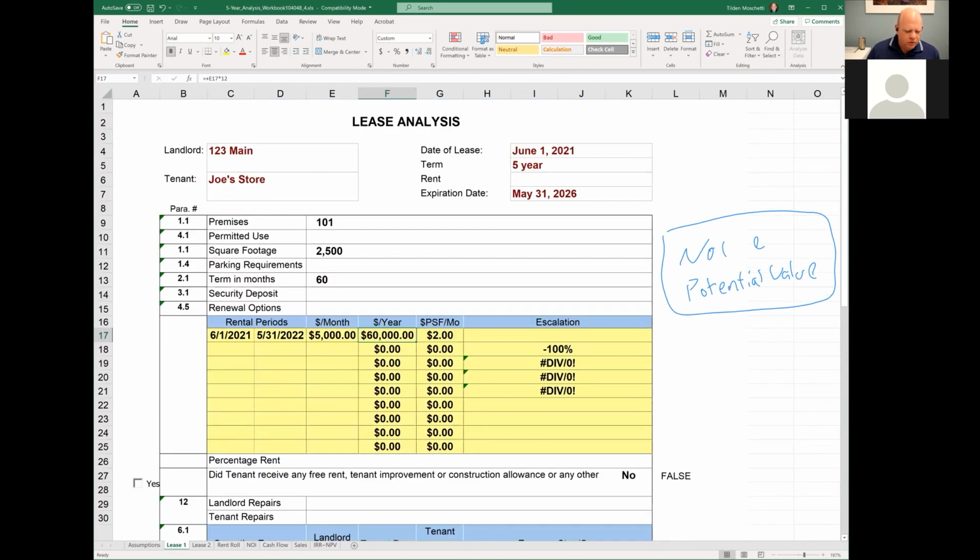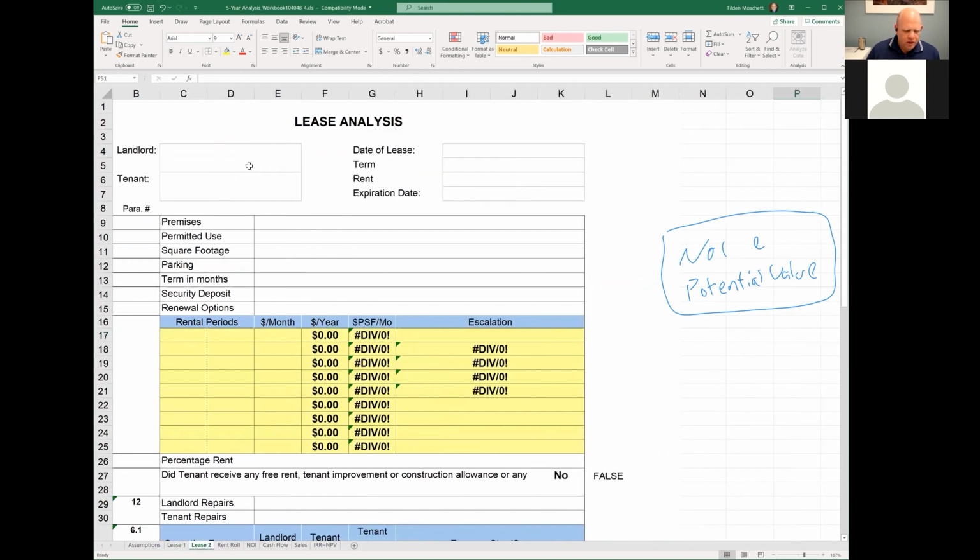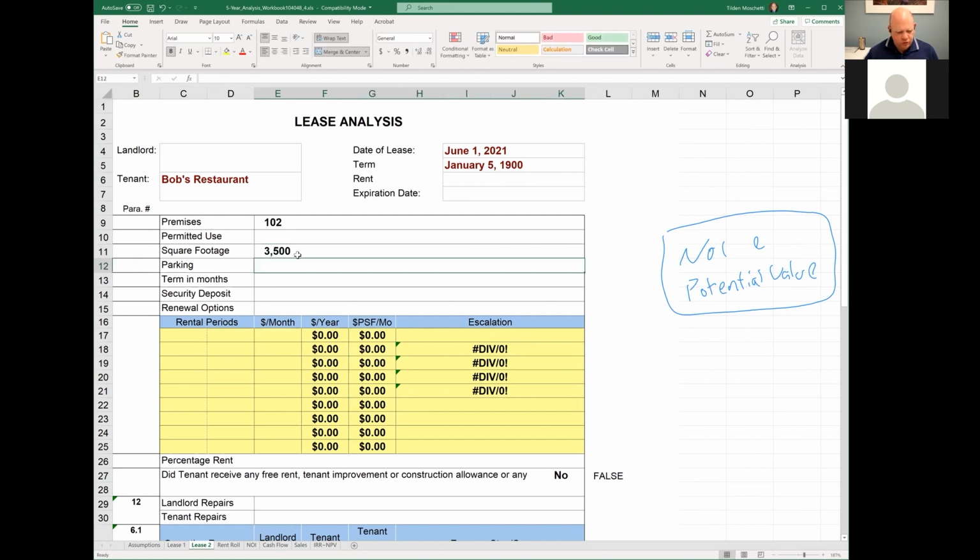We've got Joe's store. So let's do one more quick one. We've already filled that in. So let's say this is Bob's restaurant. And just for fun, let's say they started at the same time and they're both on 5-year leases. So premises is in suite 102. Square footage, let's put him at 3,500 square feet. So a fairly good sized restaurant.